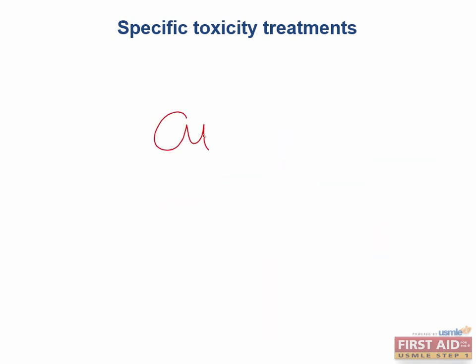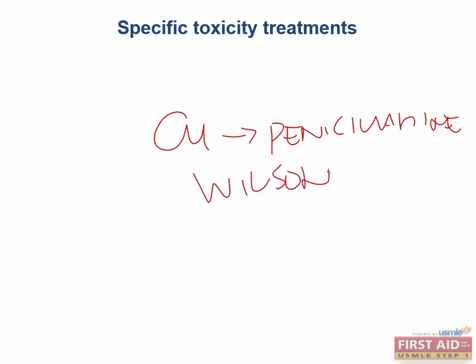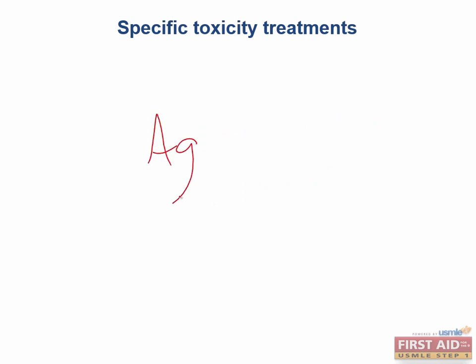Now copper is classically chelated with penicillamine. And what disease are you worried about copper levels with? Wilson disease, high yield. Now gold, not very high yield. It can be chelated with anything. Not many people are accidentally ingesting gold.